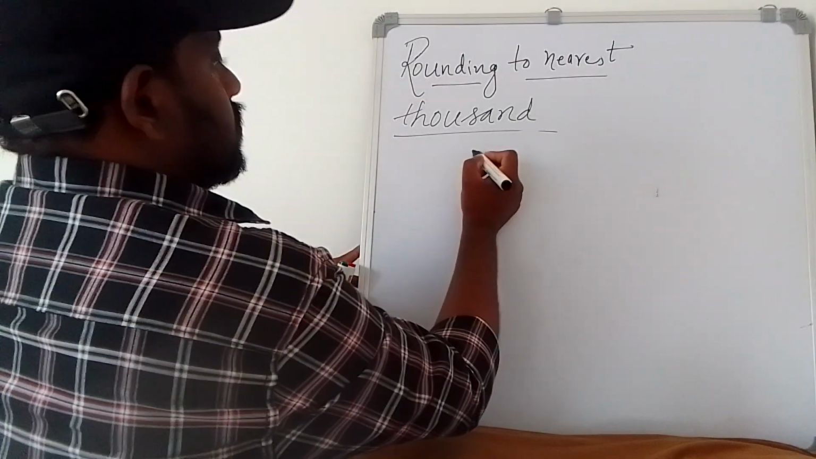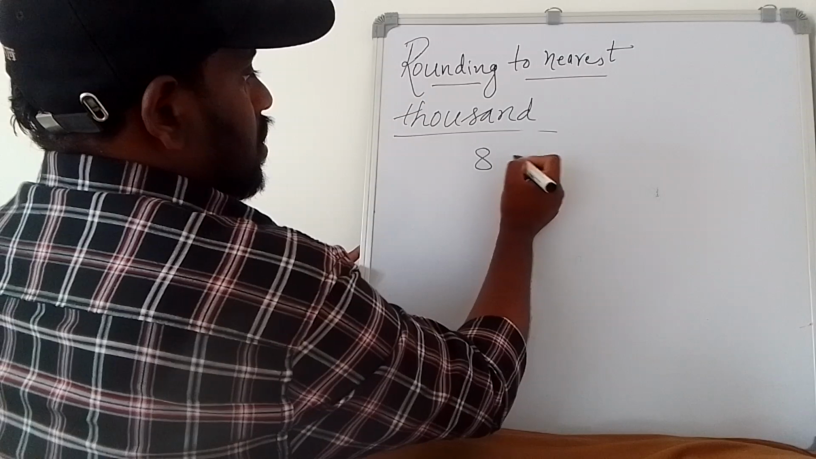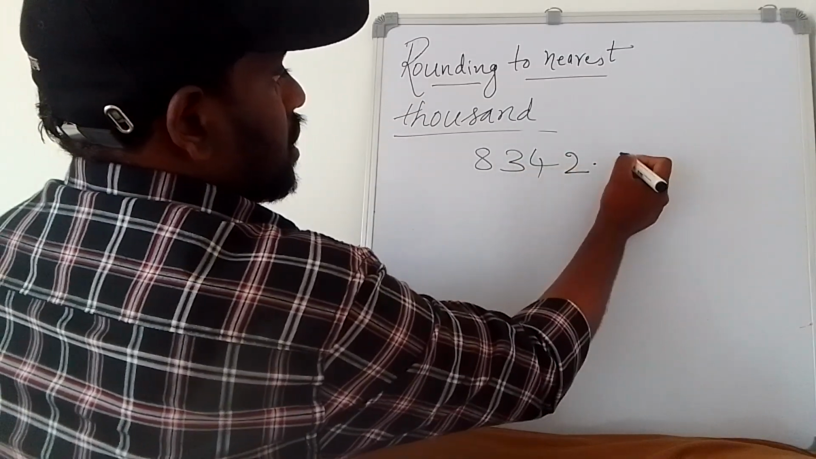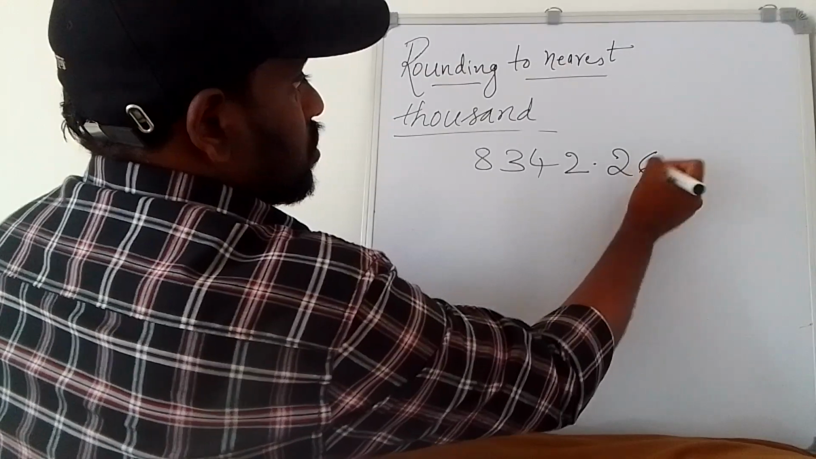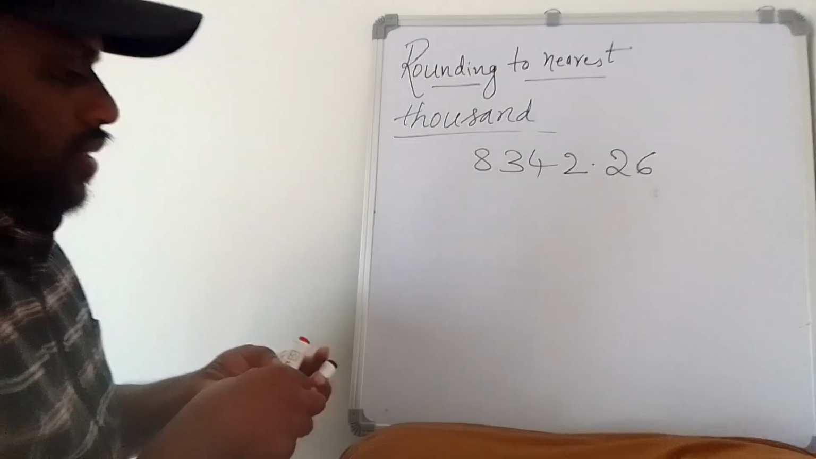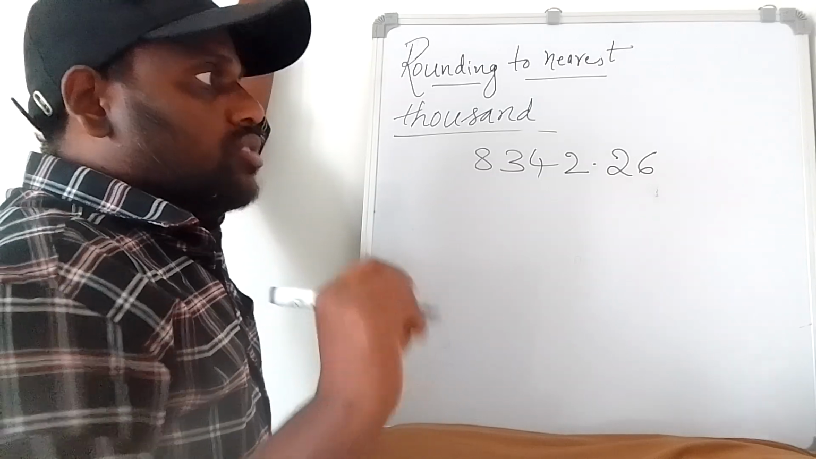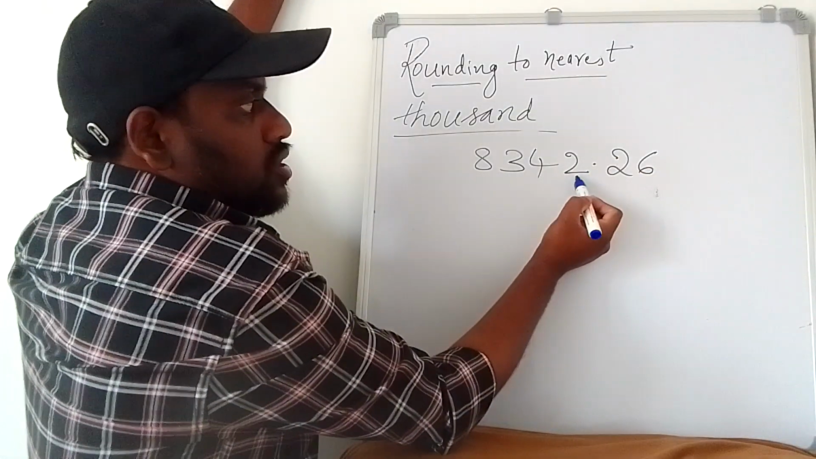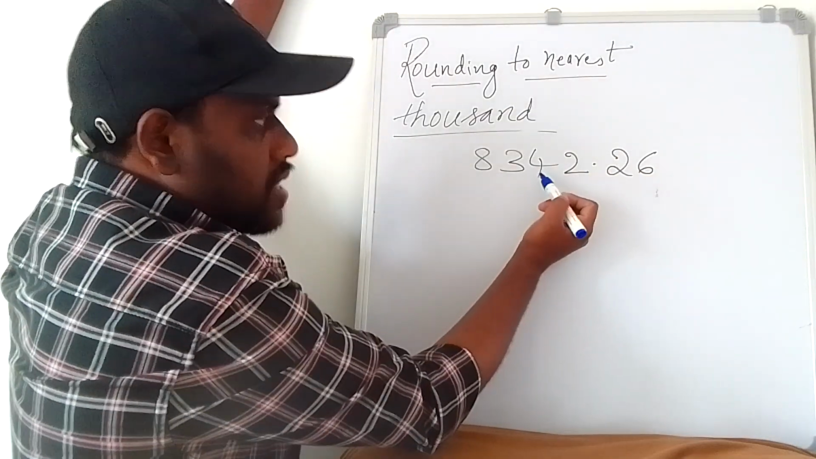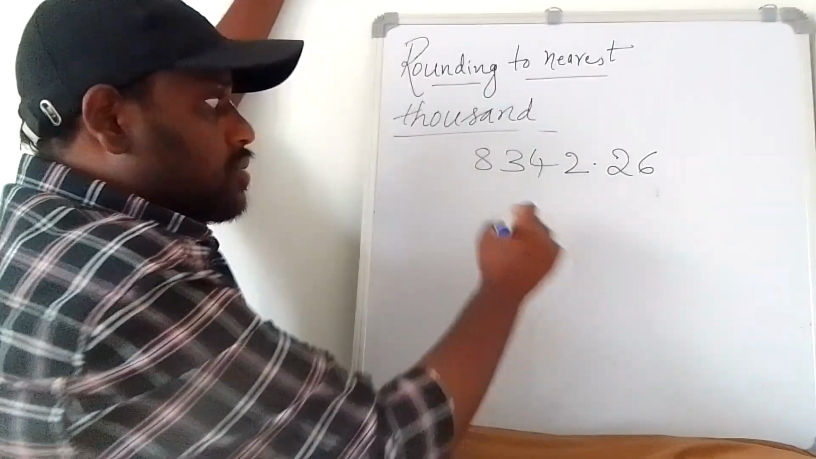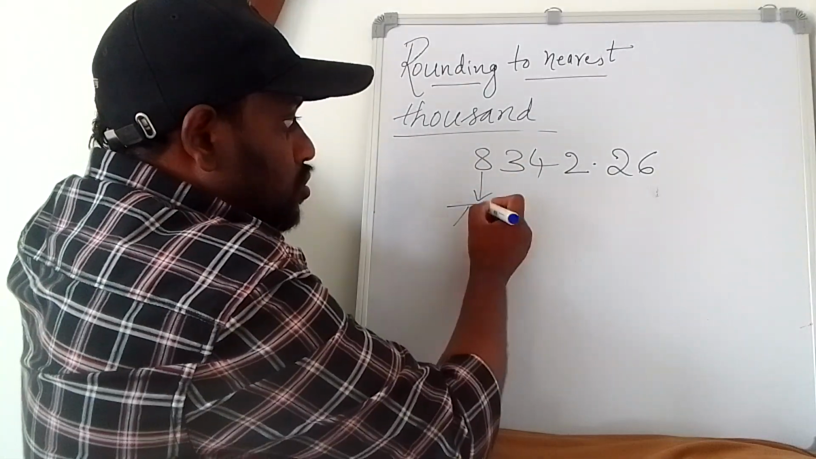So I will take 8342.26. Okay. So first identify the digit in the thousands place. So this 2 is in ones place, this 4 is in tens place, this 3 is in hundreds place, this 8 is in thousands place. This 8 is in thousands place.